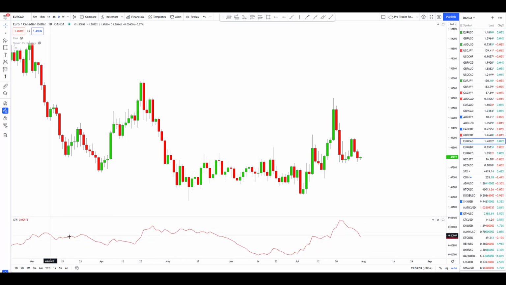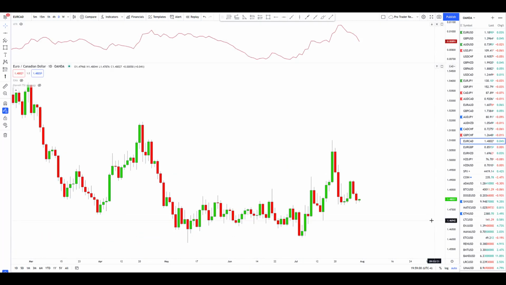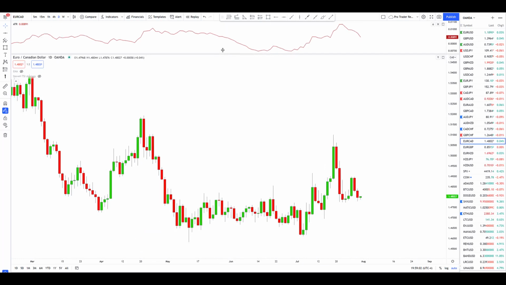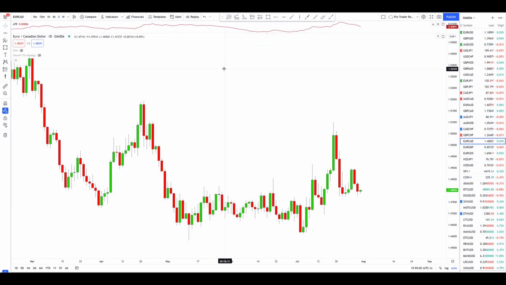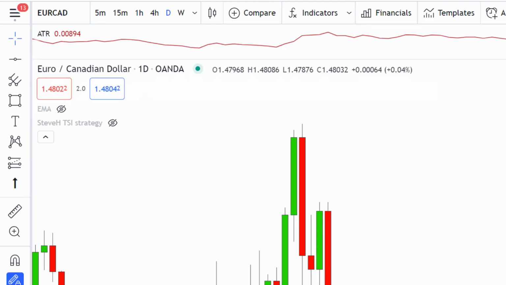The ATR is normally down here. That's where it starts. I like mine to be at the top of the screen. So I do that and then I shrink it up a good amount because I don't want it to be cluttering up my chart. And all I'm really paying attention to is this number right here. So let's first go over how we actually read this indicator.